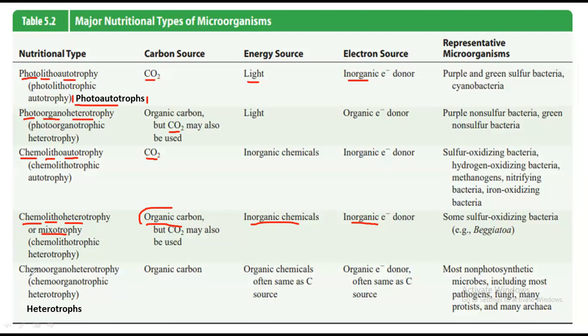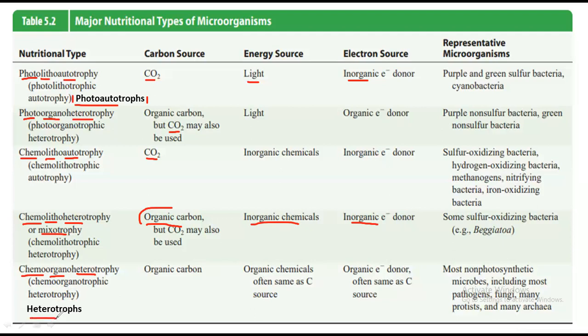The last one is the chemoorganoheterotroph. As the name indicates, this is chemo. They are using an organic molecule as their energy source, an organic molecule as their electron source, and an organic molecule as their carbon source. So all three are organic chemicals. So these are known as chemoorganoheterotrophs, as the name indicates. These are also known as heterotrophs.